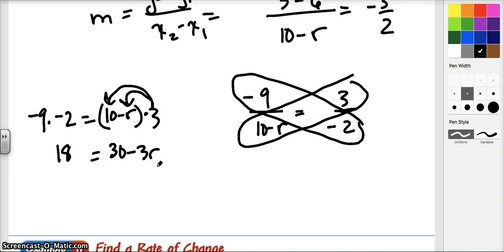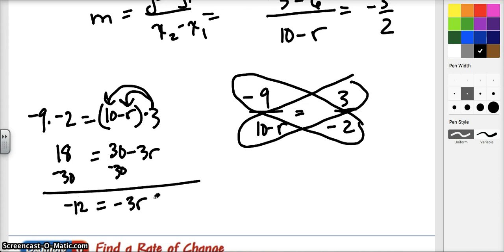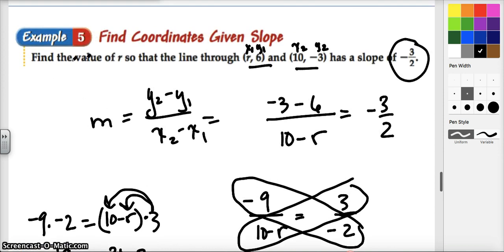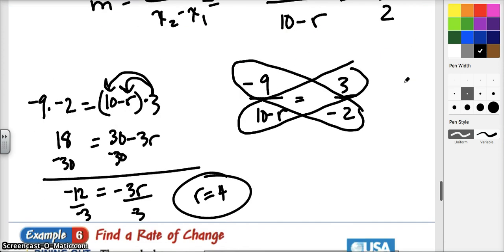Now we're going to solve this like we solve all equations. We're going to isolate the R term by moving the 30 to the other side. We can think of it passing through some vortex of the equal sign. Vroom, it becomes negative, or we can add -30 to both sides. When I do that, I get -12 equal to -3R. I'm going to divide both sides by -3, and I get that R is equal to 4. So, find the value of R so that the line that passes through these 2 points has this slope. We did it.